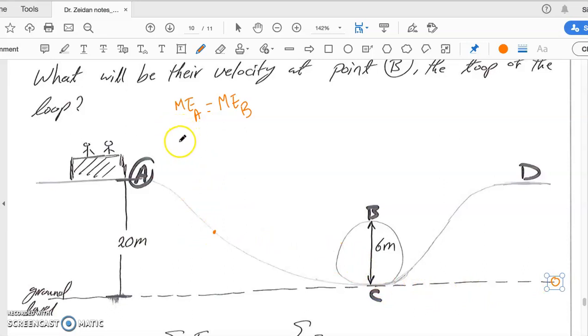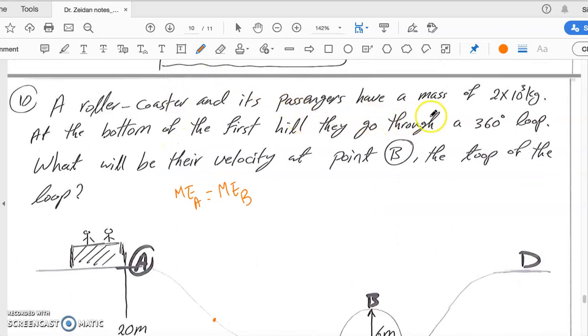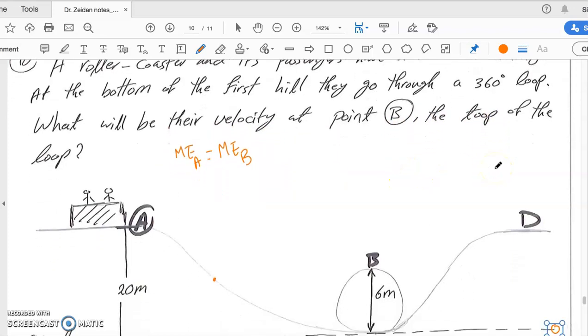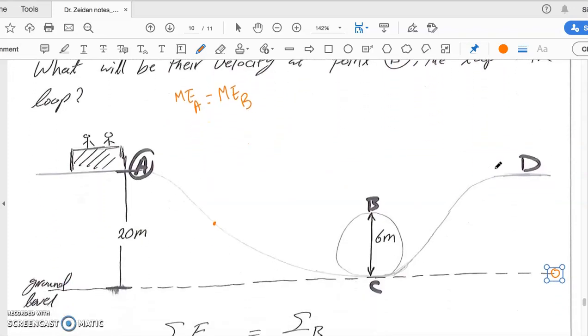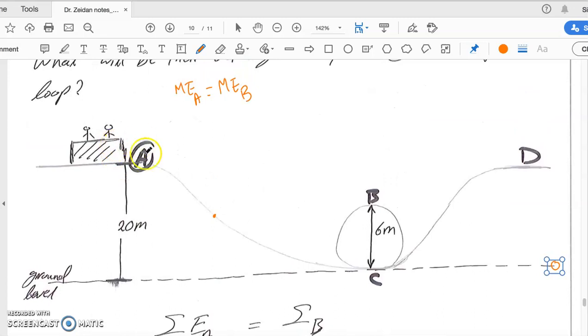So what is the mechanical energy at point A? And here a roller coaster and its passengers have the mass of, at the bottom of the first hill, they go through a 360 loop. What will be their velocity at point B? The loop. All right, guys, so it looks like this is a roller coaster, and here the object went through a free fall, because it's a roller coaster, it's moving, and basically from this point the object went through a free fall.